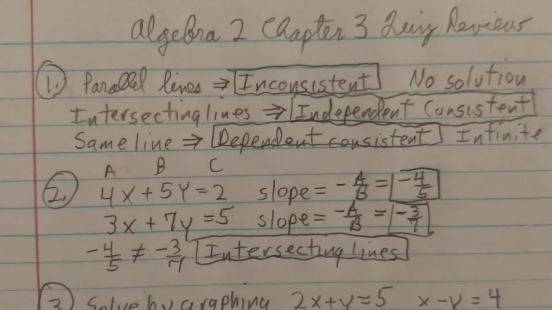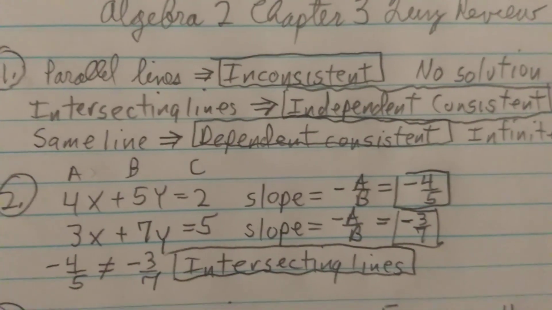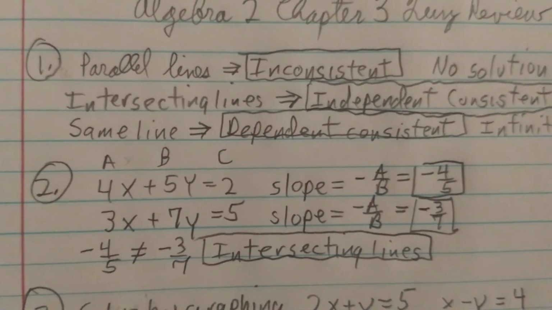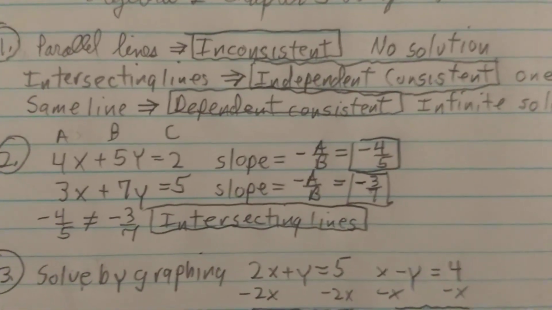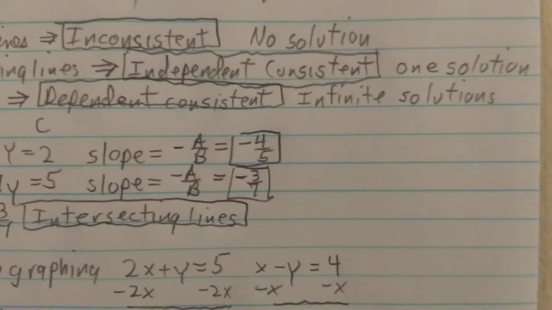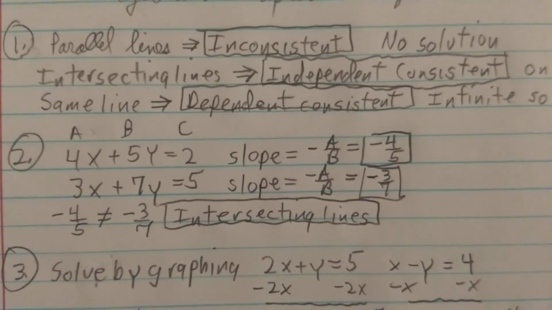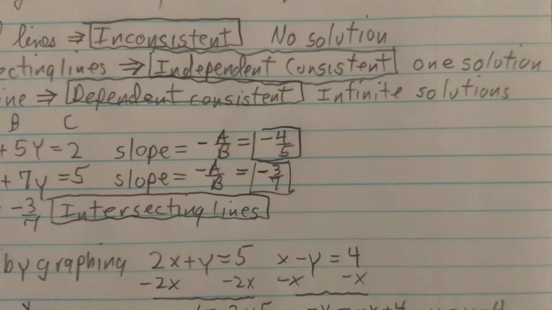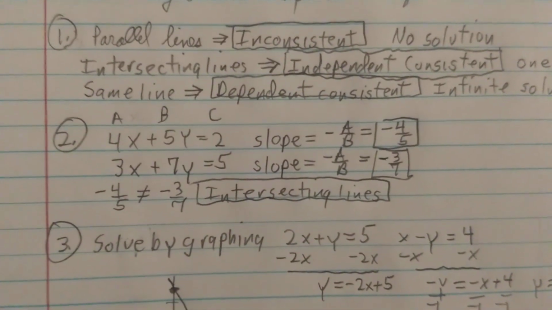So for this quiz, for parallel lines, we call them inconsistent, which means they have no solution. For intersecting lines, we call them independent consistent, which means there's only one solution. And for the same line, we call them dependent consistent, which is infinite solutions. And you'll have one of those on the first question.